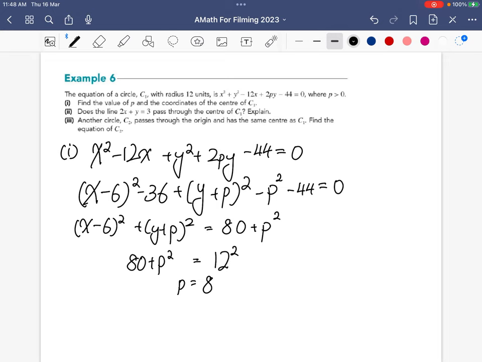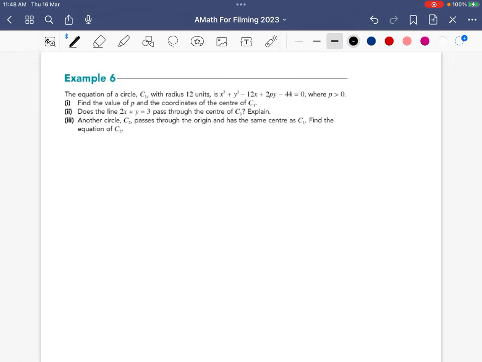Notice that when you solve this, you get positive 8 or negative 8, but we'll choose p equals positive 8 because in the question, they tell you that the p value is greater than 0. What they want is the coordinates of the center. The center is 6 and negative 8, because you found the value of p to be 8. So hence my center is (6, negative 8). And that concludes part 1.